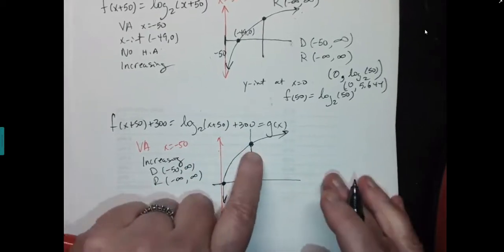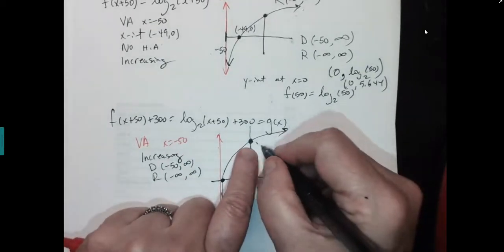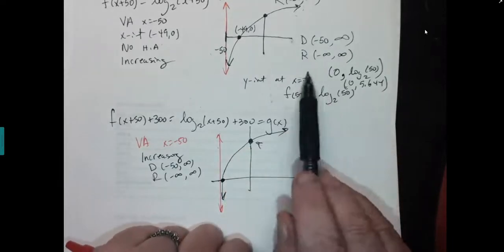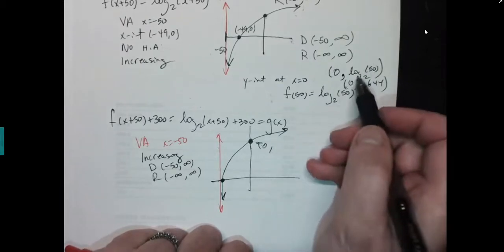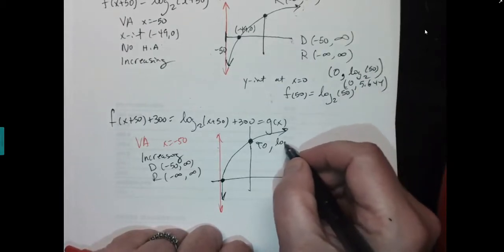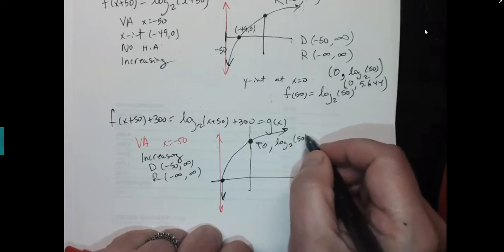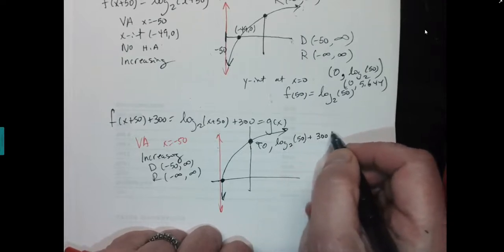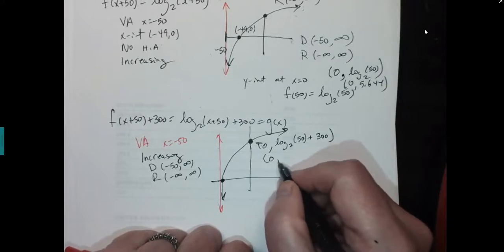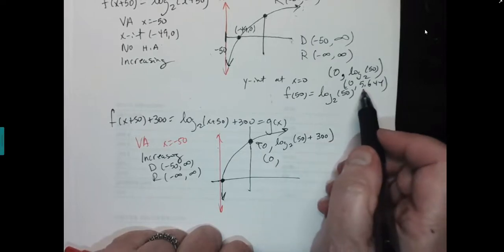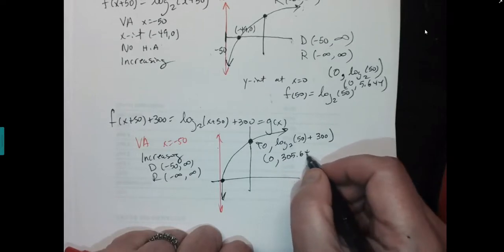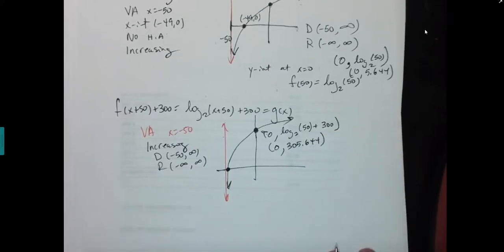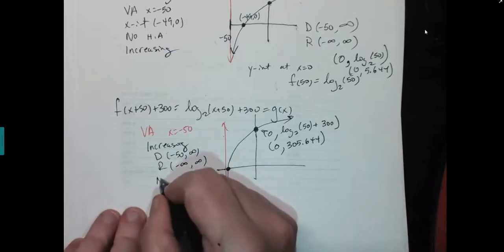Okay, what is my y-intercept? Well, my y-intercept is going to be the y-intercept here, but shifted 300 units up. So it's going to be 0, comma, if I want the exact answer, it's going to be that. If I want an approximation, it's going to be 300 plus the approximation there, so that. All right, there's no horizontal asymptote.